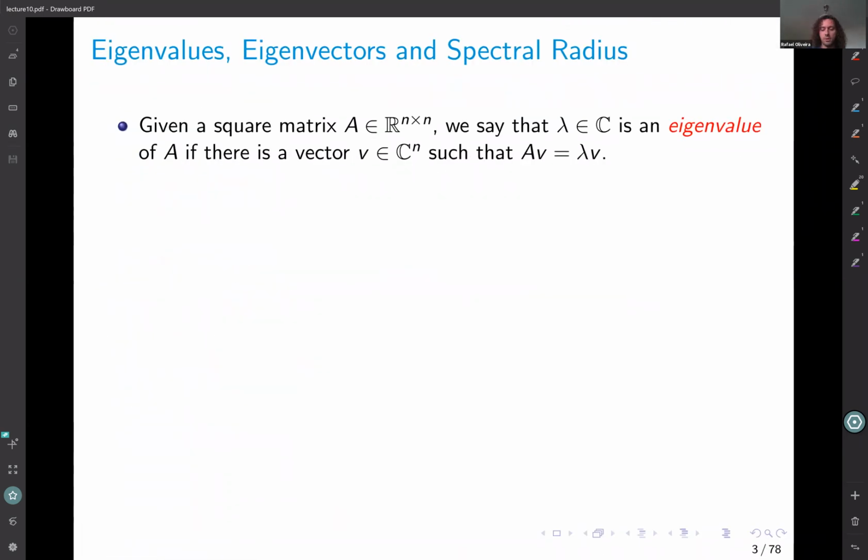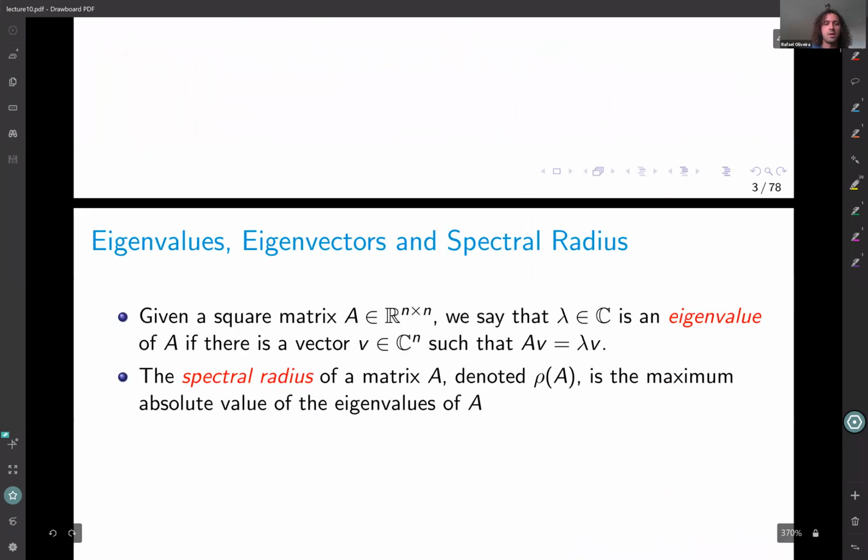So first, let's just recall some linear algebra that we'll need for this class. If I'm given a square matrix A, let's say this matrix has real entries and is an n by n matrix. We say that lambda, a complex number, is an eigenvalue of A if there is a complex vector v such that when I multiply A by v, I get lambda times v. So that's the definition of an eigenvalue, and v is the eigenvector.